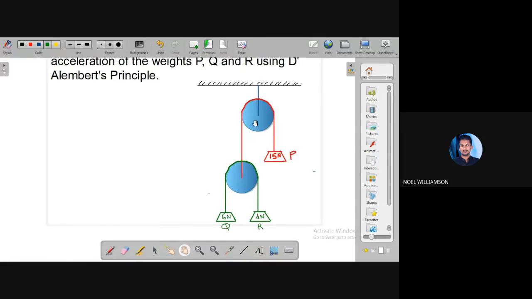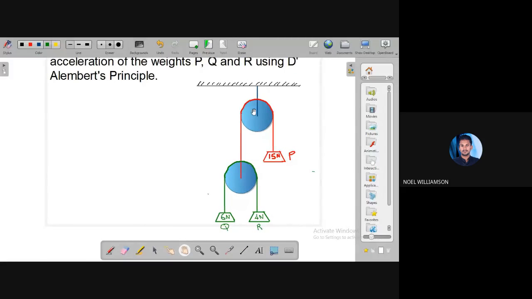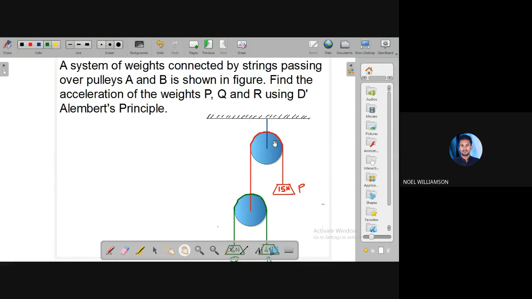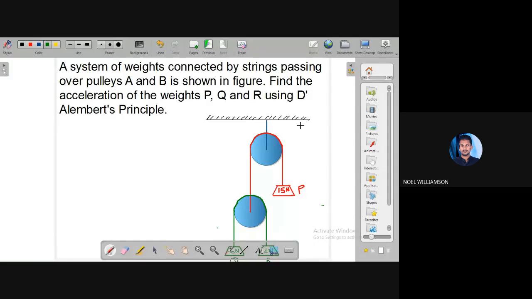So here you can see two pulleys. In the first pulley, a weight P of 15 Newton is on one side, and the string is passing through the pulley like this. This is pulley 1 or pulley A. This is pulley A, and this is pulley B.